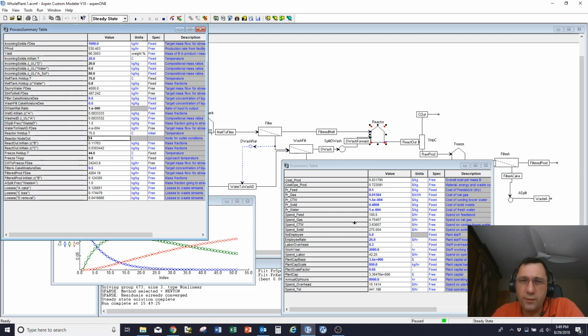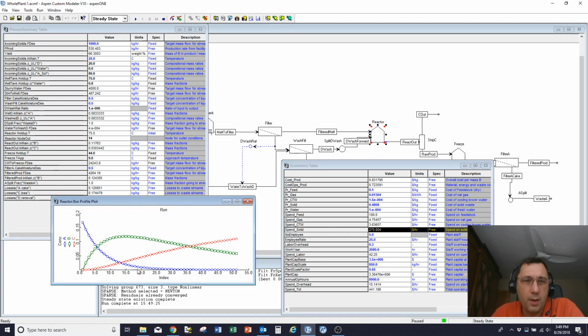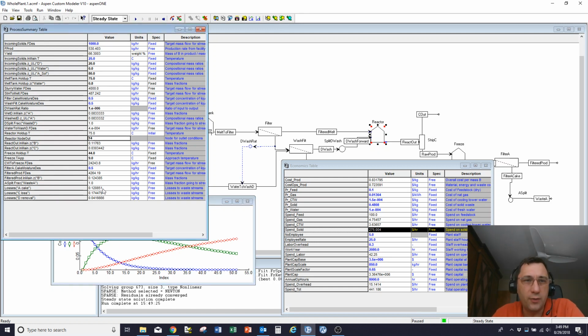Why is that? Well, if I look at where I'm spending my money, you can see that the spend on solids is pretty significant compared to all the other spends. And so by moving to a shorter time, I'm actually sending more A to waste. My loss to cake is back up over 10%. But that solid disposal is really expensive, so it behooves me to try and minimize that cost.